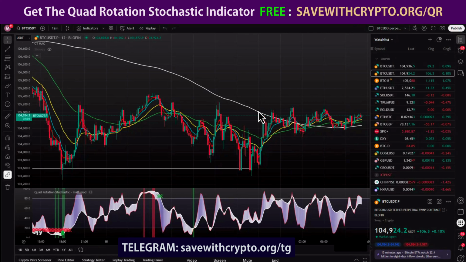I mean, obviously there's a source code, but there's also just the explanations, like the theory behind the quad rotation, the stochastics themselves, and just the mechanics. You can see why it's producing the signals that it's producing.